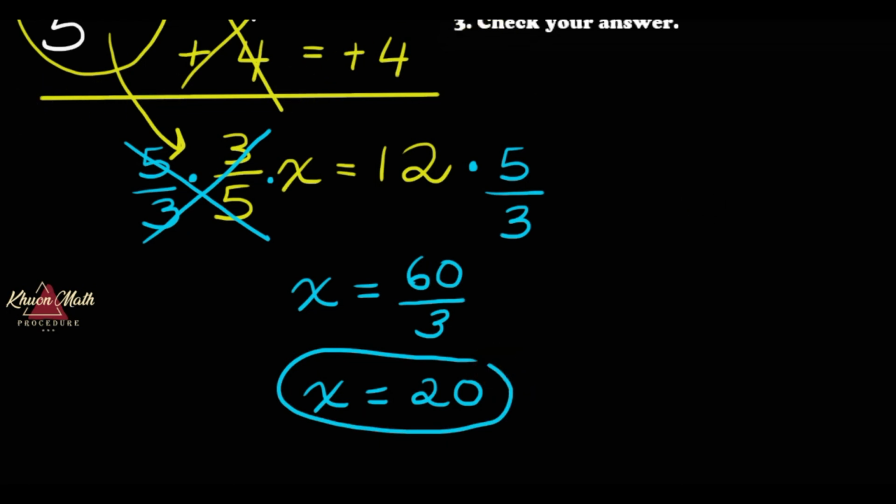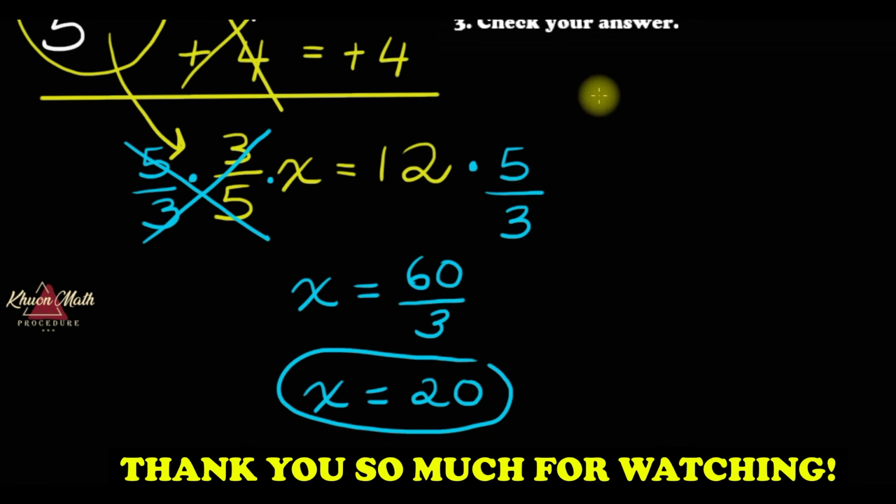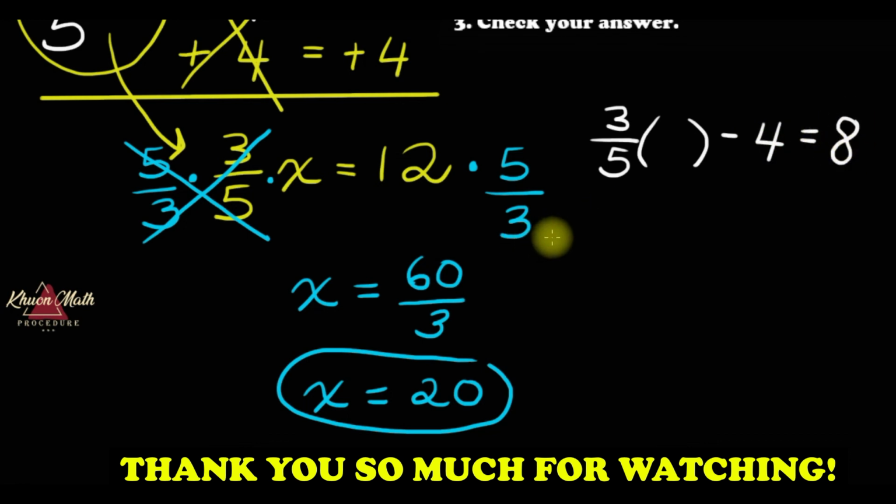Now step 3, we are going to check it. So here you have 3 over 5 times x, and then minus 4 is 8. Okay, that's the original equation. And what's your x? Well, we found x to be 20. So we're going to put 20 in here. Okay, so 3 over 5 times 20. Well, 3 times 20 is 60. 5 goes into 60, so you got 60 over 5.